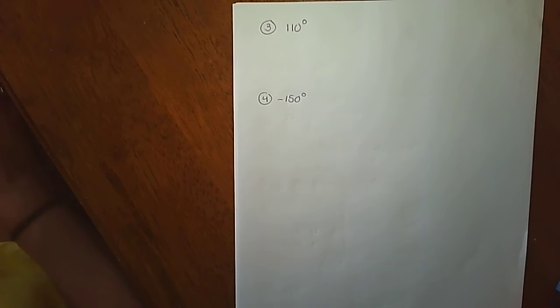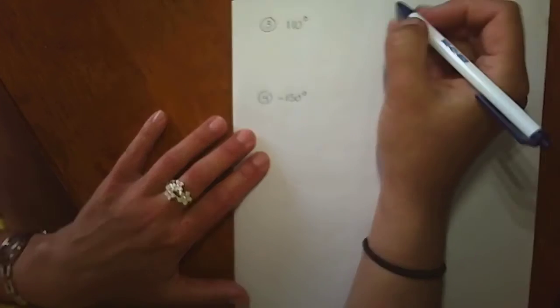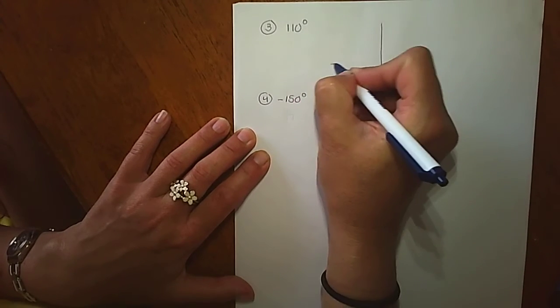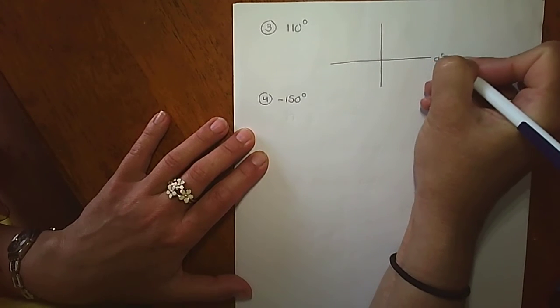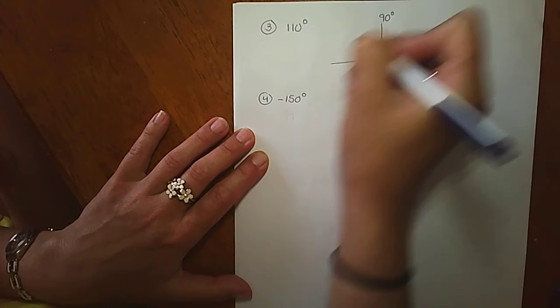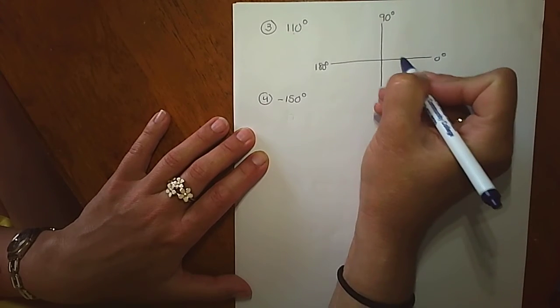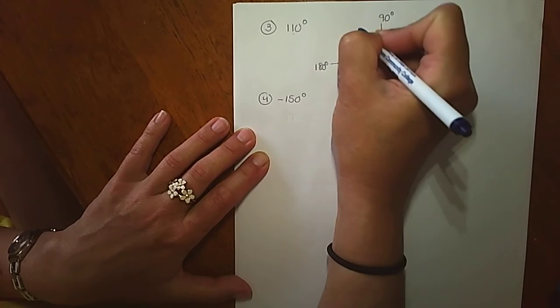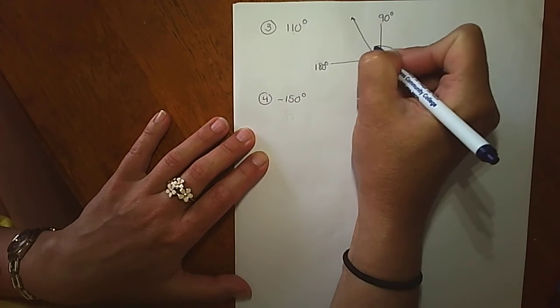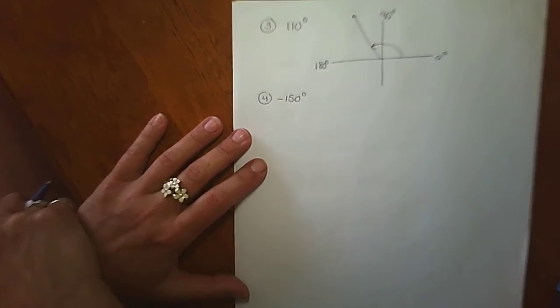Okay, so I hope you paused me. Let's graph 110. 0, 90, 180, right? So 110 would be a little past 90, so maybe here. You're just kind of guesstimating. So from there to there is 110.